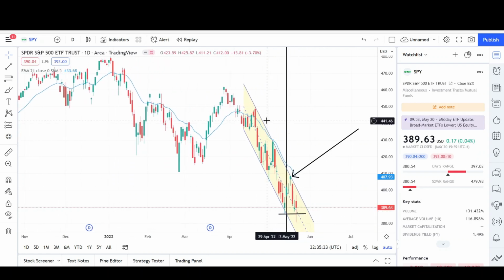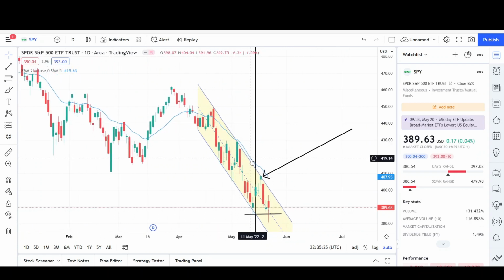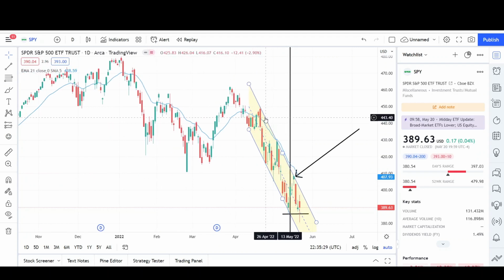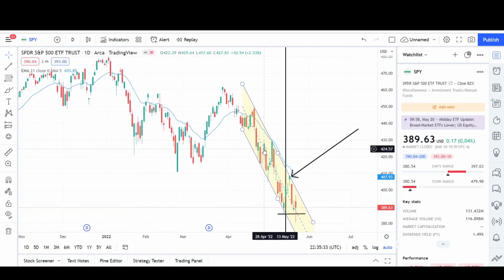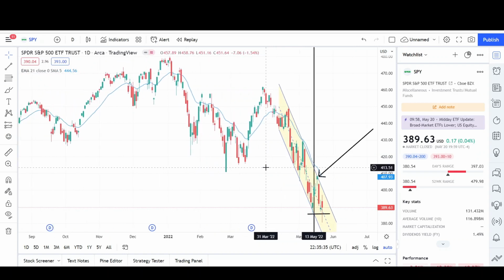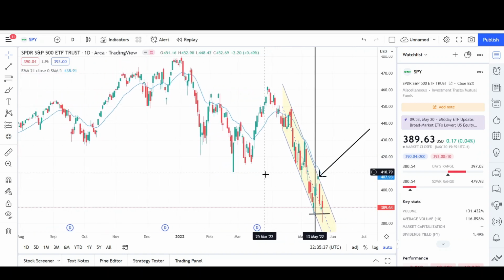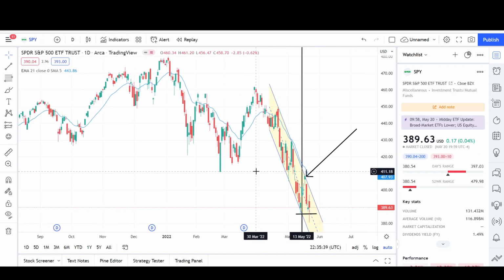Doesn't look like it. We still have this EMA kind of curling over and starting to point down and acting as overhead resistance. We still have this aggressive channel working lower, this yellow channel working lower. So there still are a lot of strong signs for why we should continue lower.